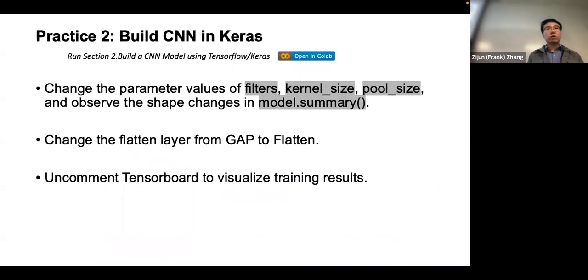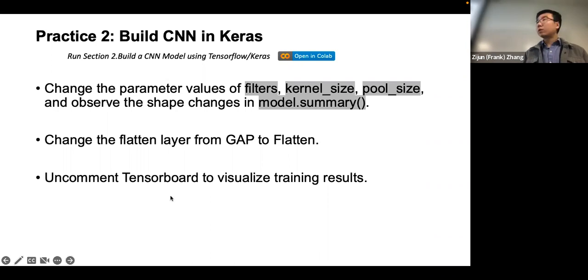That brings us to practice number two, which is building CNNs in Keras and TensorFlow, since TensorFlow has incorporated Keras as its high-level API. Please run this notebook till the end of section two, building a CNN model using TensorFlow and Keras. This time I'll give you slightly more time to understand how this works and hopefully change the different parameter settings, and observe how the input and output shapes change when you change those settings.